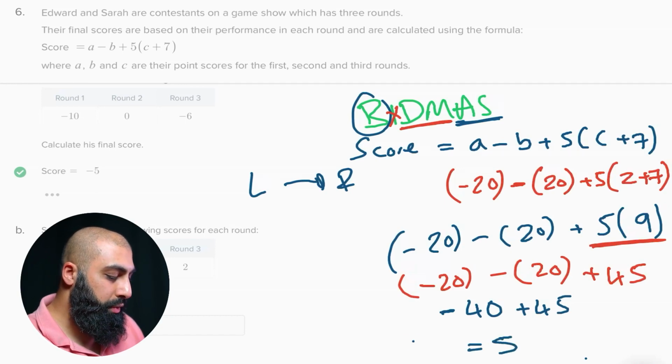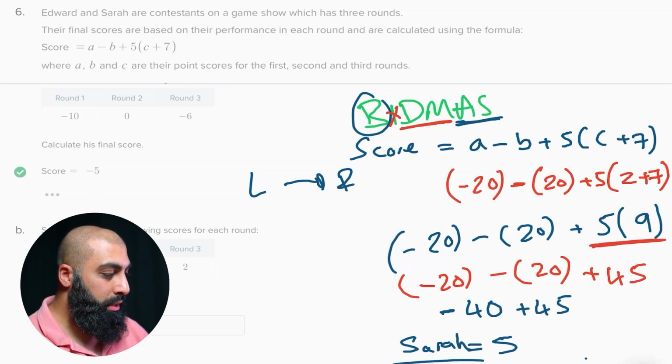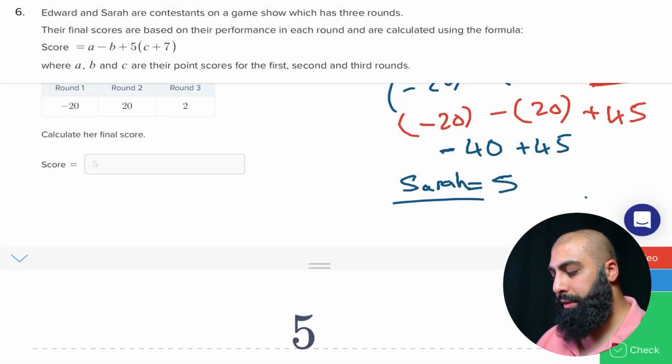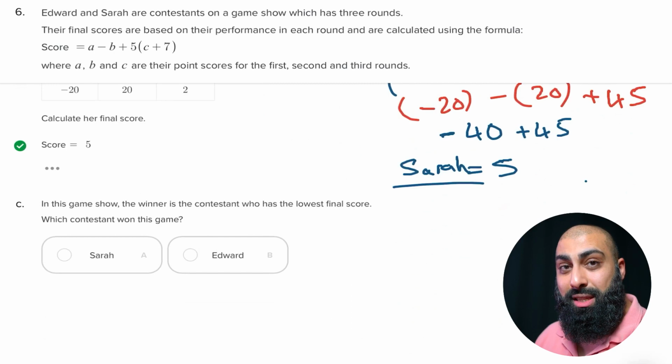5. So Sarah's score, okay, is that how you spell her name? Sarah? No, with an H at the end. Sarah's score is 5. She scored 5 by the end of round 3. Okay, so total score is 5. Okay, so part C then, it says, in this game show, the winner is the contestant who has the lowest final score. Which contestant won the game?